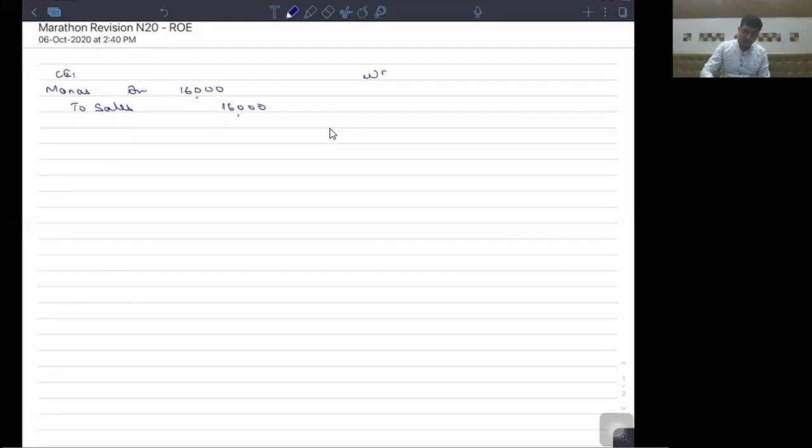Whereas my wrong entry is what? Purchase account debit rupees 10,000, Manas debit rupees 1,000 to no credit. Why no credit? Because while posting, instead of crediting Manas, you posted it to the debit, and that too with the wrong amount. Therefore, the rectifying entry will be what?